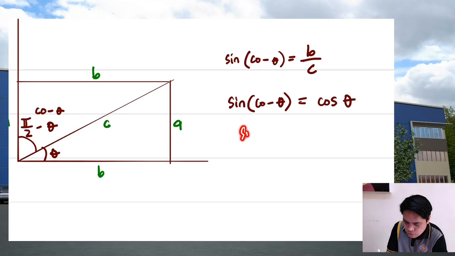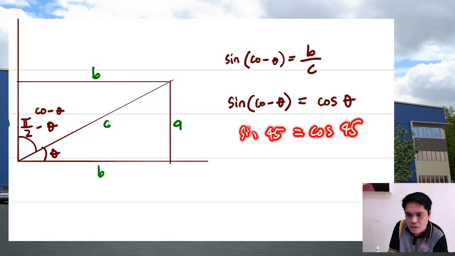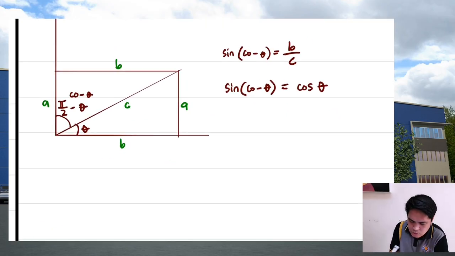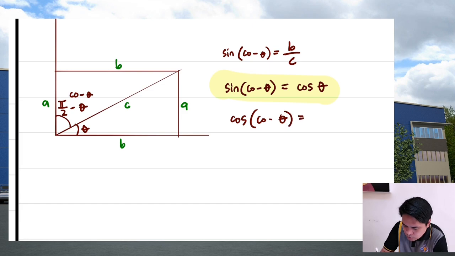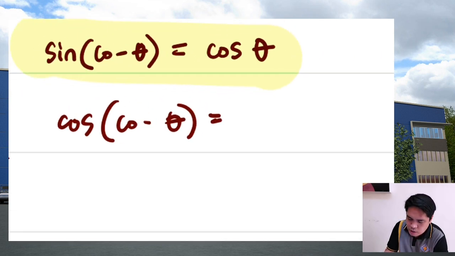And also, the sine of 45 degrees is the same as the cosine of 45 degrees because they are complements. Okay? Ganun lang ibig sabihin nun. So, we have this first complementary identity. So, if we have cosine of the complement of theta, I think pwedeng diretso na lang, no?